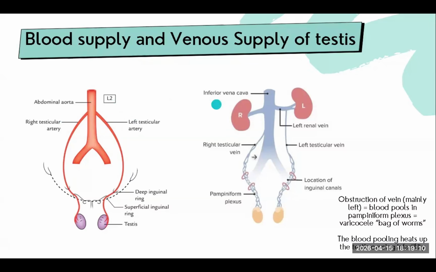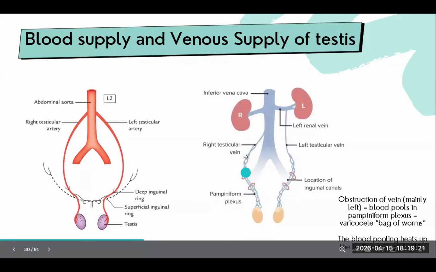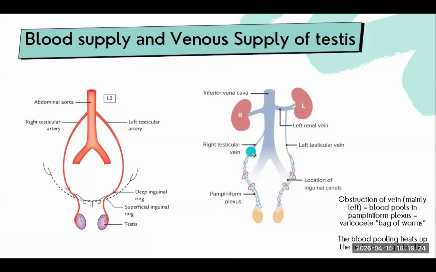As for the venous drainage or venous supply, the testicular veins would form the pampiniform plexus, and then you'd have the right testicular vein draining into the inferior vena cava. However, the left testicular vein is different because it drains into the left renal vein. And in case of obstruction of the veins, mainly the left testicular vein, you would have blood pooling in the pampiniform plexus over here, and this is known as varicocele, okay?